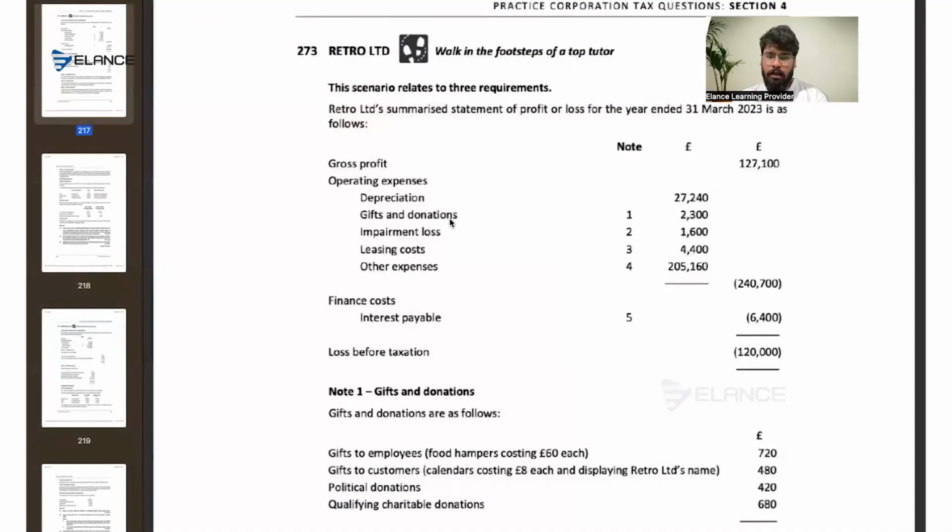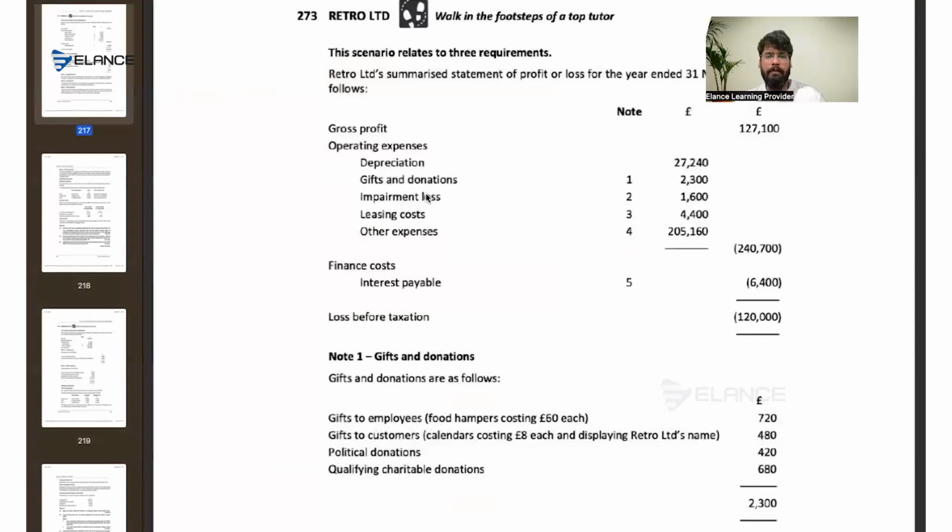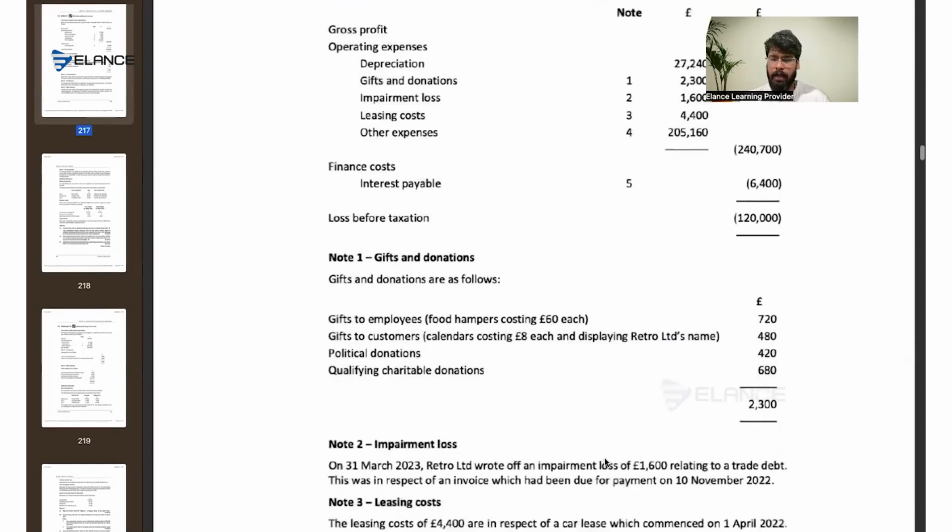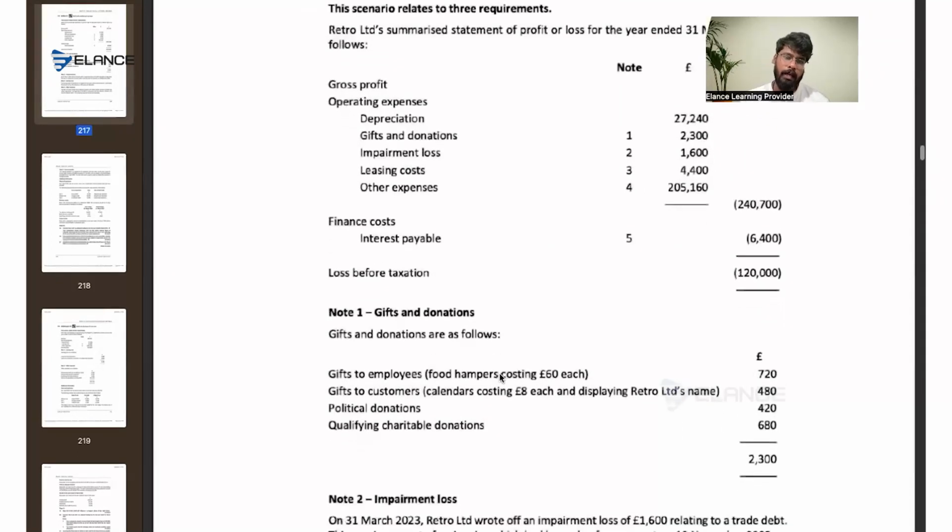Okay, and the next one is gifts and donations. And there's a note related with gifts and donations. The total amount they have spent for gifts and donations is 2,300. And actually this 2,300 was spent on gifts to employees, gifts to customers, political donation, and qualifying charitable donation. So what about the gift to employees? Is it we should add it back, or is it an allowable deduction?